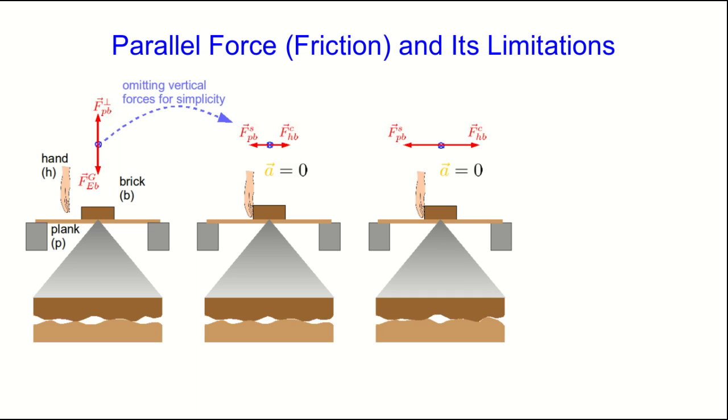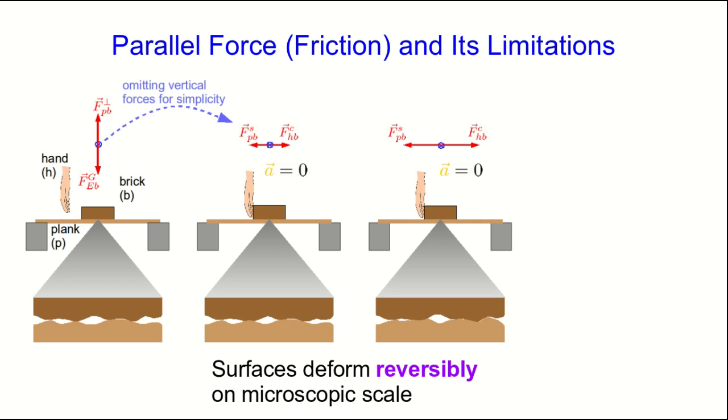And if you press a little harder, that static friction increases to compensate. Again, the vector sum of forces is being maintained at 0 by this force. And there's still deformation, reversible deformation occurring, but you would probably never notice it because it's going on at the microscopic scale of the surfaces.